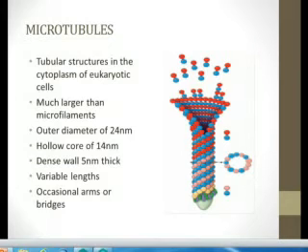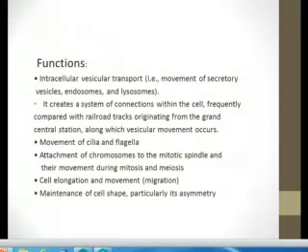is having a diameter of 5 nanometers. So the whole wall is 5 nanometers thick, and on the inner side the central diameter of the hollow cavity is about 14 nanometers. However, the external diameter of the microtubules is 24 nanometers, and they are of variable lengths, and according to different sites they may have arms or bridges.